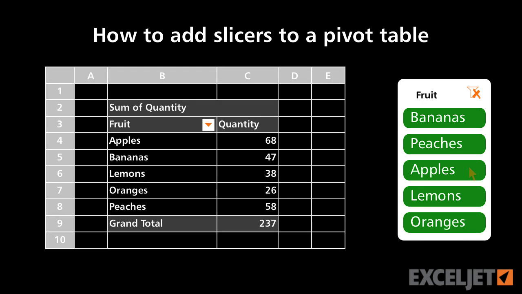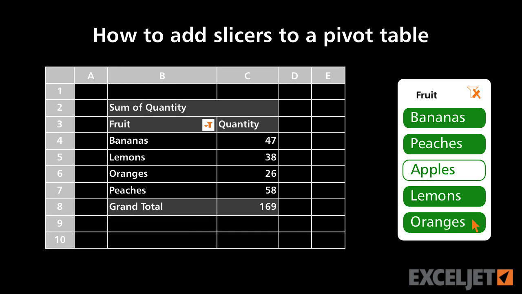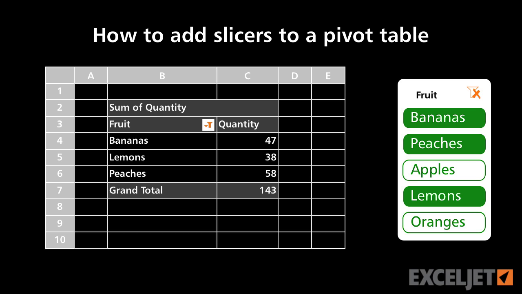Pivot table slicers provide the same function as filters. They allow you to selectively display and hide items that appear in fields. However, instead of drop-down menus, they provide large friendly buttons that are always visible.